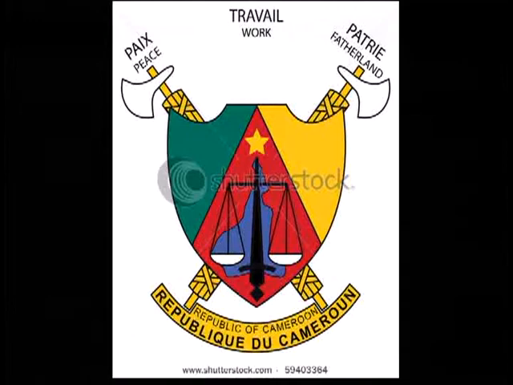You have the fasces behind, which shows a sign of authority. Then you have the scale and the map of Cameroon, the scale representing the judiciary, justice that reigns in Cameroon. And you can see the bilingual nature of it there, the representation in French, Republique du Cameroun, then the English translation, Republic of Cameroon. And we have the motto of Cameroon, paix, travail, patrie: peace, work, fatherland.